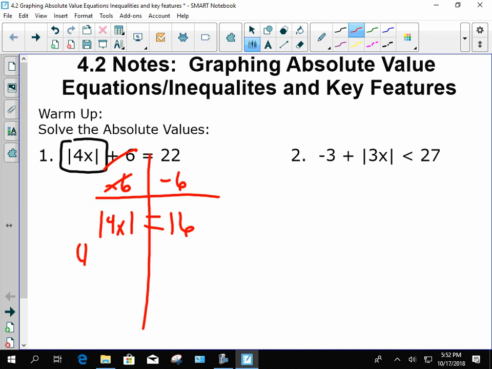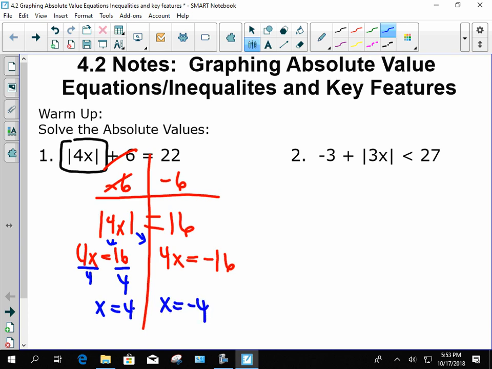So then I go 4x equals 16, and 4x equals negative 16. Remember, I set it equal to the positive and negative answer, so I divide by 4. x equals 4, x equals negative 4. This is where you start wanting to do a shortcut. You're like, oh, I just get the one and then I make the other one the other side. No, that's not how it works. Please don't do that.